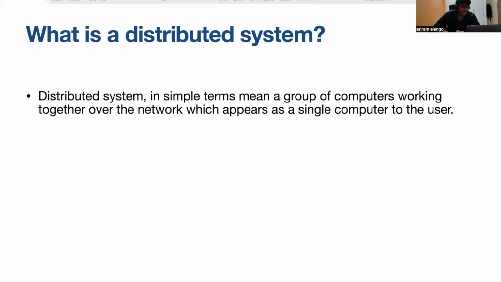So what is a distributed system? Put in simple terms, a distributed system is a group of computers working together over the network, which appear as a single computer to the user.